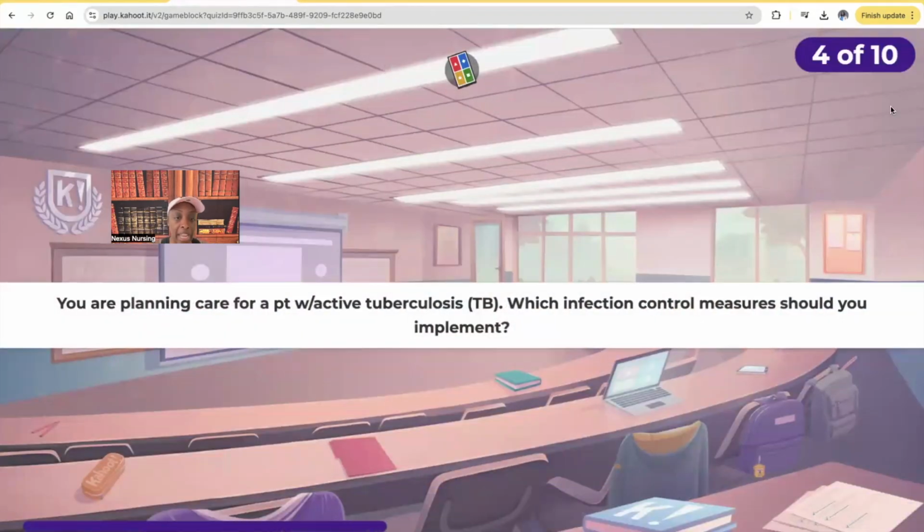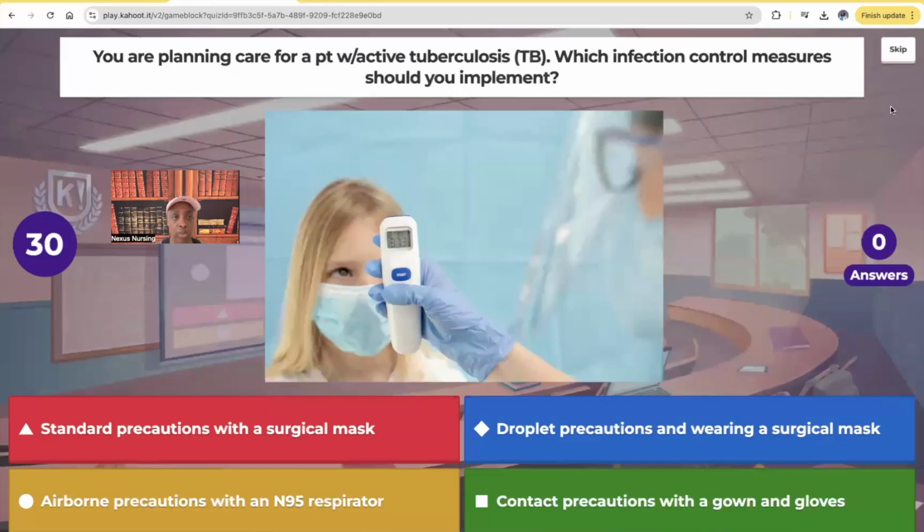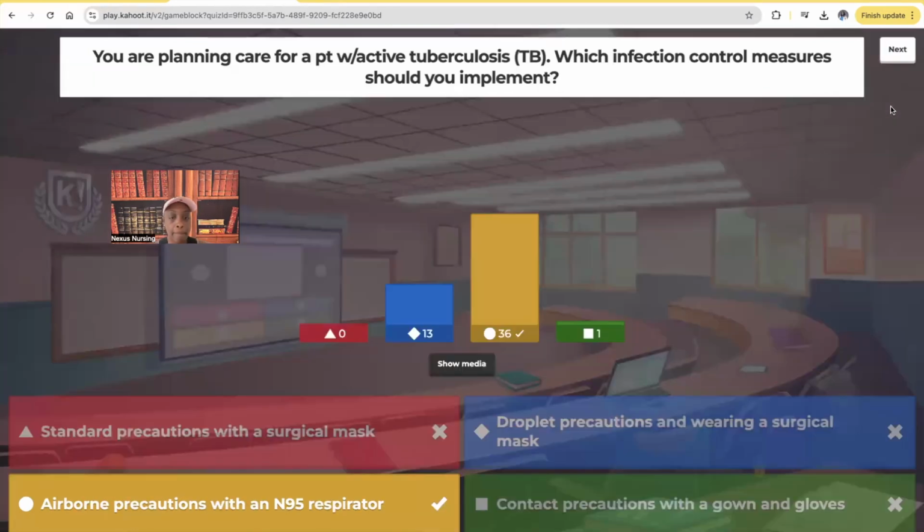You're planning care for a patient with active tuberculosis. Which infection control measures should you implement? Is it standard precautions with a surgical mask? Is it droplet precautions and wearing a surgical mask? Is it airborne precautions with an N95 respirator? Or is it contact precautions with gown and gloves? What do you guys think? Very good.